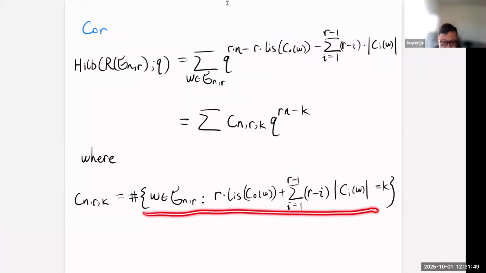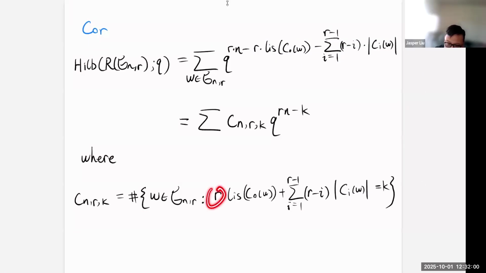Yeah, C(n,r,k) counts this. We don't really need to fully understand what's going on here, but one thing to mention is that if I put r equal to 1 here, all these terms will be gone. And it just counts the number of permutations with longest increasing subsequence of length k. So in short, C(n,r,k) is a generalized version of A(n,k), which counts a sort of generalized version of longest increasing subsequence in color permutations.